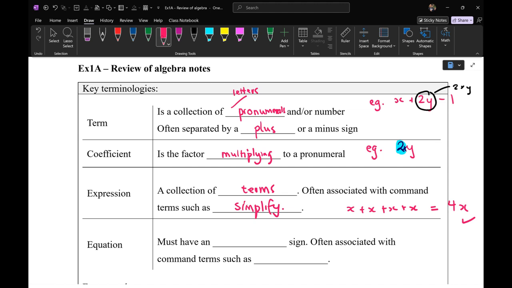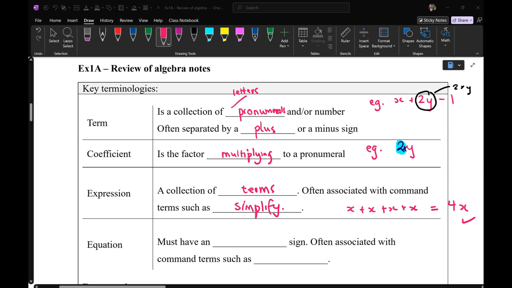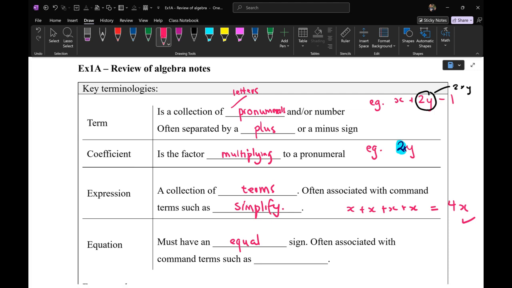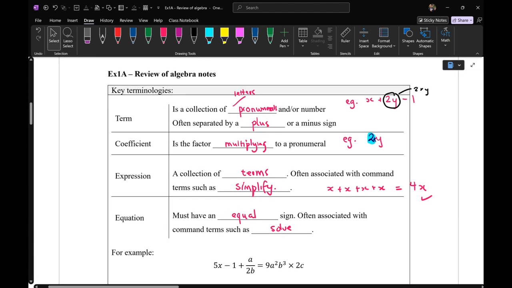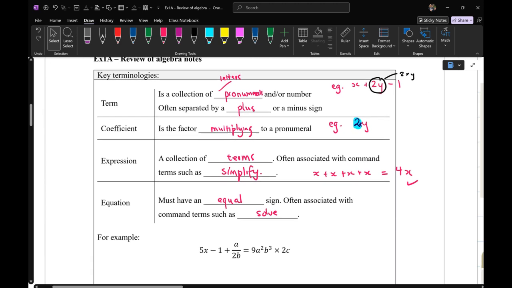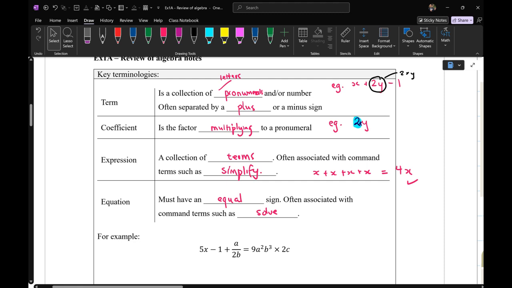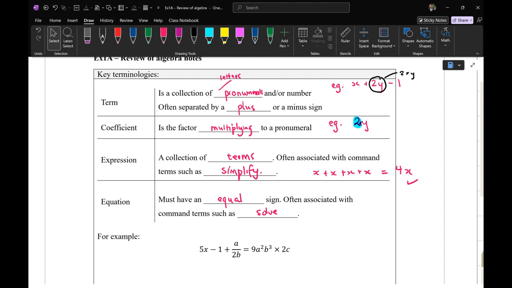Versus equation. See, equation must have an equal sign. Very good. It has to have an equal sign, and it's often associated with which command term then? Solve. Perfect. So when you see solve, you should be expecting an equal sign somewhere. If you don't see an equal sign and you're trying to solve, which happens at my year 11 level, I swear, I'm going to have probably a quiz with my year 11s soon. When they do, and I see it, I'll take a photo and I'll show you guys what I mean.